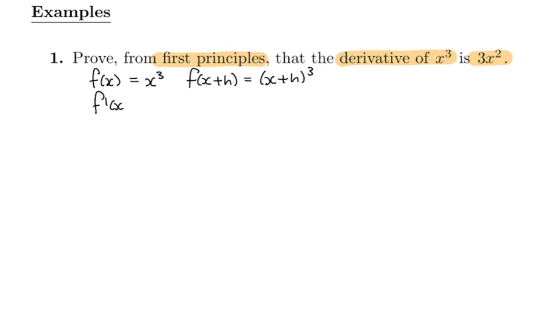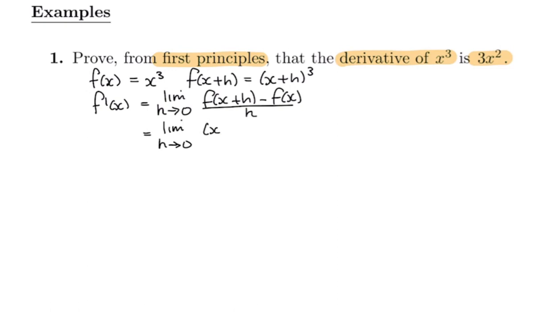So it's f dash of x equals the limit as h tends to 0 of f of x plus h minus f of x over h. We're now going to put in what we know. I'm not going to write the f dash of x down the left-hand side, but I am going to write the limit as h tends to 0. f of x plus h, of course, is x plus h all cubed. f of x was x cubed, so that goes on the end, divided by h.